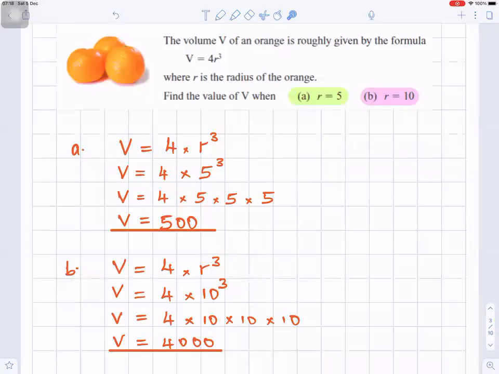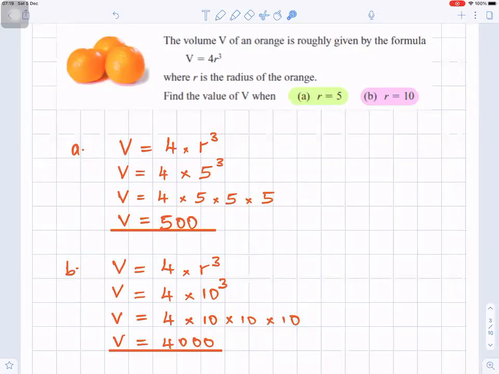So the way we do this one, we write down the formula V = 4 × R³. We have to sub in the value for R. The value for R is 5. We sub in 5, so it's 5 cubed. 5 cubed means 5 × 5 × 5. And that will give us 500.